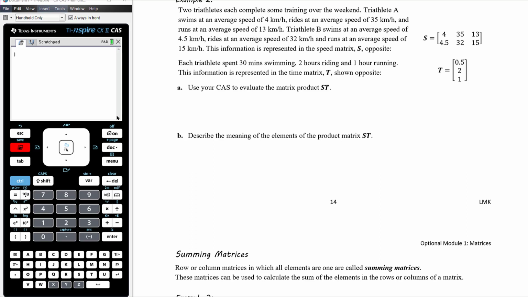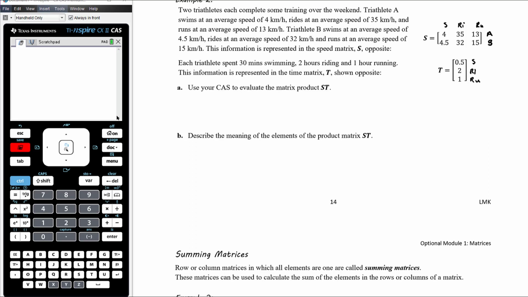This information is represented in the speed matrix opposite, which is called S. And so we have triathlete A and triathlete B represented in the rows of the speed matrix, and we've got the speeds for the swimming, the riding, and the running in the 3 columns. Each triathlete spent 30 minutes swimming, 2 hours riding, and 1 hour running. This information is represented in the time matrix shown below. Okay, so this is the swimming time in hours, the riding time in hours, and the running time in hours.